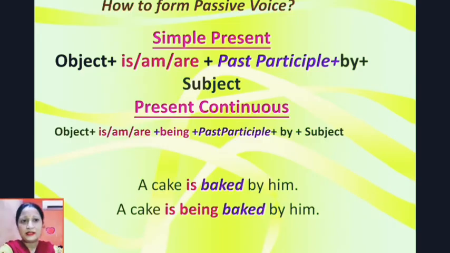In present continuous tense, the rule is object plus is or am or are plus being. The word being is added here, plus past participle, again the third form of verb, plus by, plus subject. Just see the examples now. In simple present tense, the sentence is: a cake is baked by him. And in present continuous tense, it will be changed like this: a cake is being baked by him.